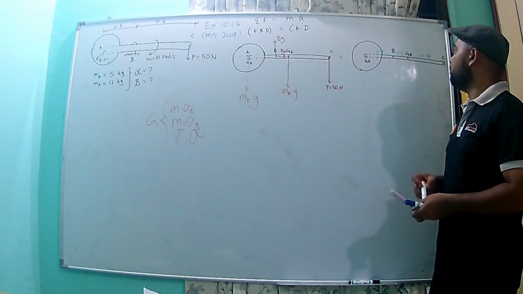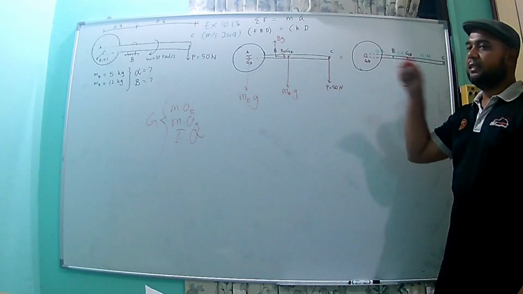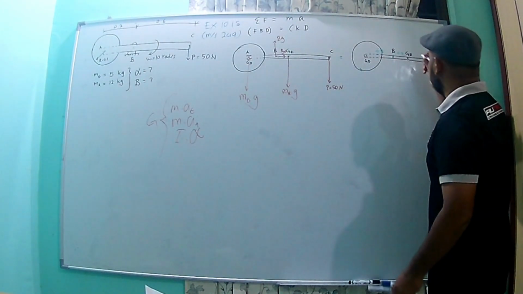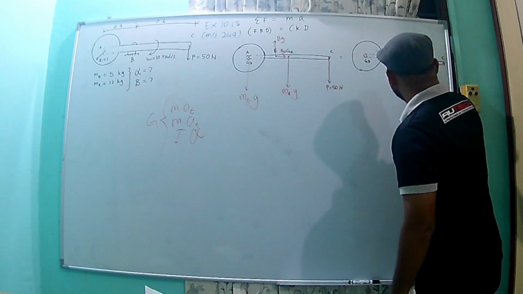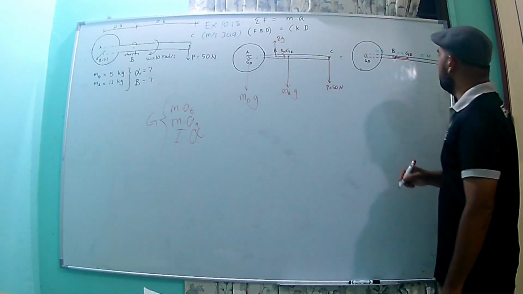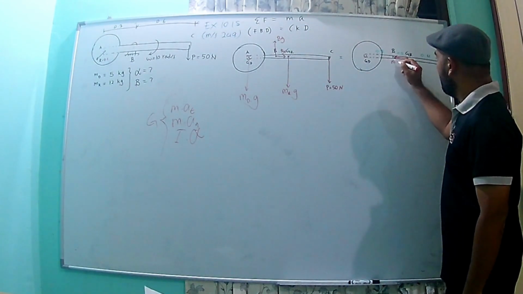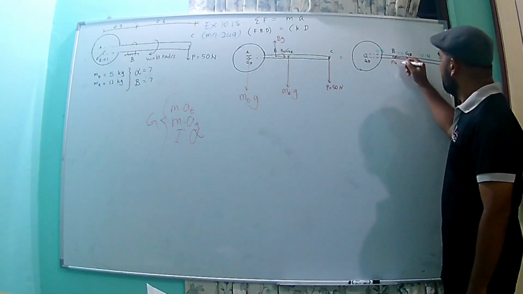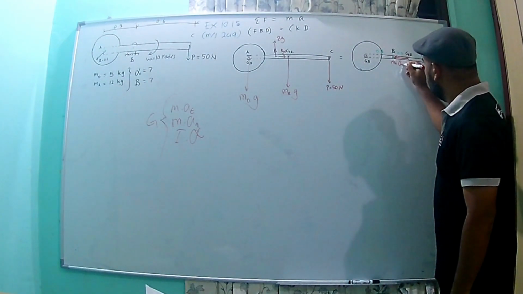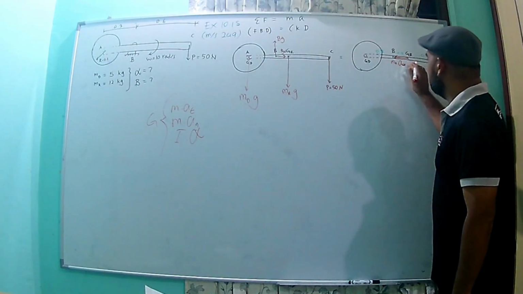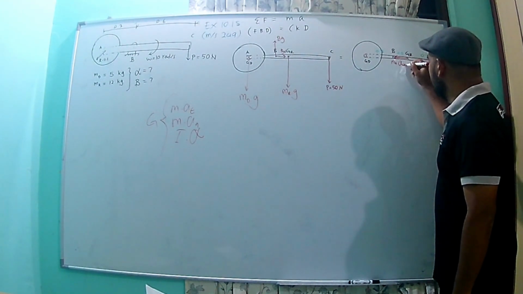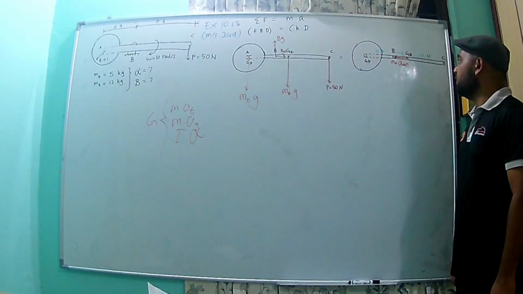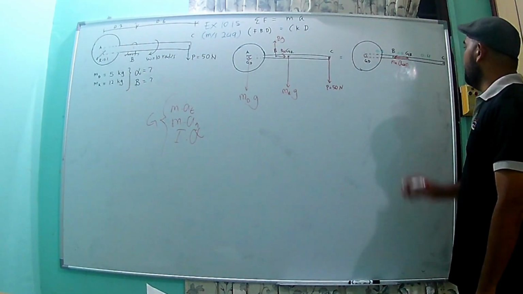The first one we need to put is MA normal, which is always acting towards the center of rotation, from the center of gravity towards the center of rotation. So I want to put it to this direction. This will be M of rod times the A at G of rod in the normal direction. This is the first one, and the second one is the tangent.